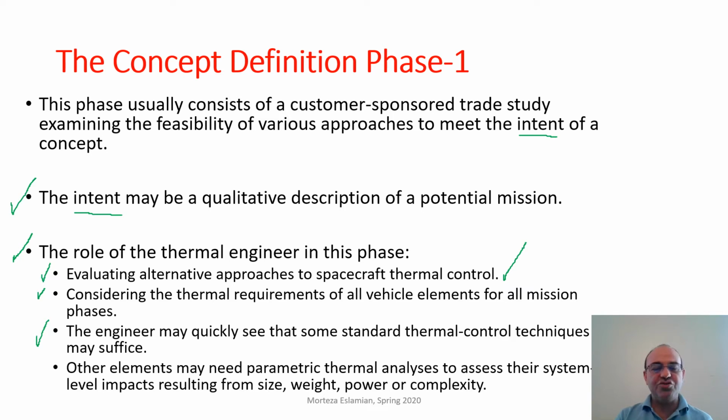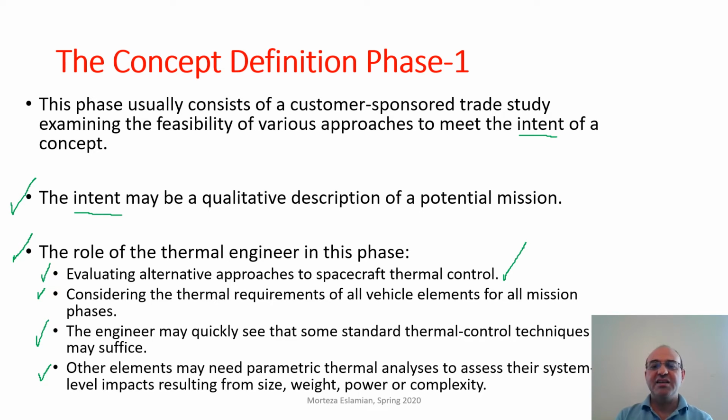So the engineer may quickly see that some standard thermal control techniques may suffice if it's a simple mission. Other elements may need parametric thermal analysis to assess their system level impact resulting from size, weight, power, or complexity. So some answers may be found quickly, but some other answers may need additional analysis. But the analysis is at the system level.